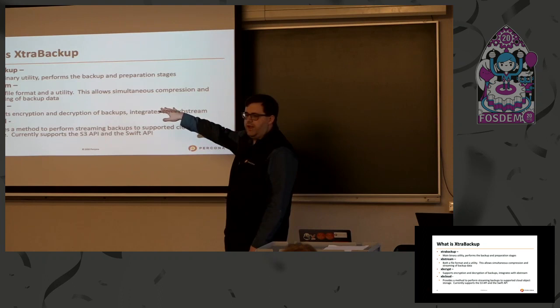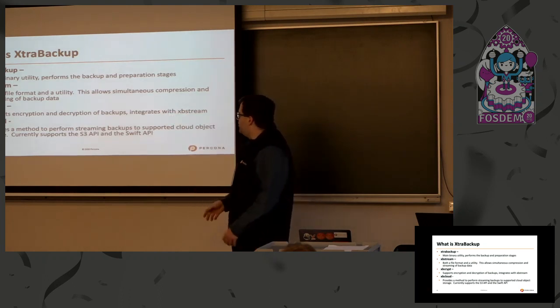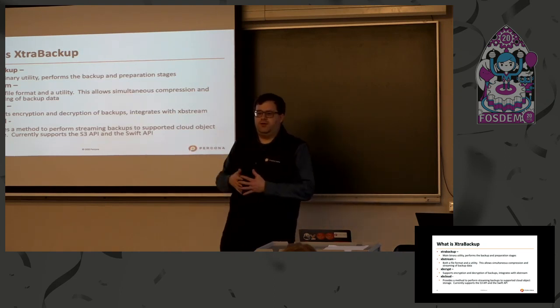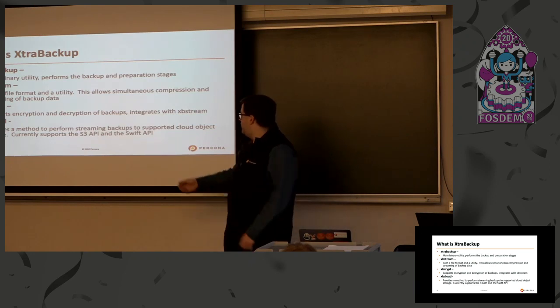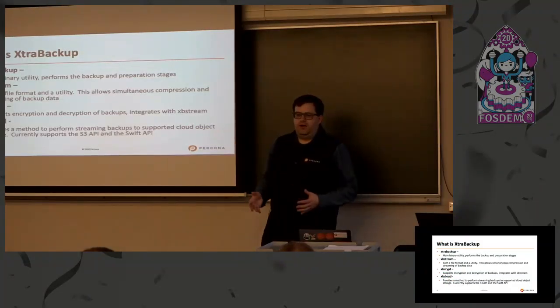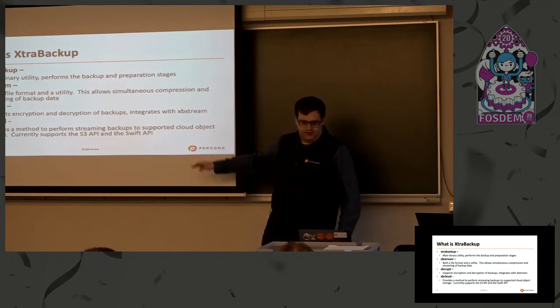There's the main one, which is called XtraBackup, that actually performs backups and restores. There's XbStream, which is a utility to stream backups across a network. It's used internally in some of our software for a process called SST, state snapshot transfers, but it also includes compression. There's XbCrypt, which is an XbStream-compatible way to do encryption. And there's XbCloud, which is an XbStream-compatible way to send your backups up to a cloud provider. And we currently support anything that's compatible with the Amazon S3 API, as well as OpenStack Swift.